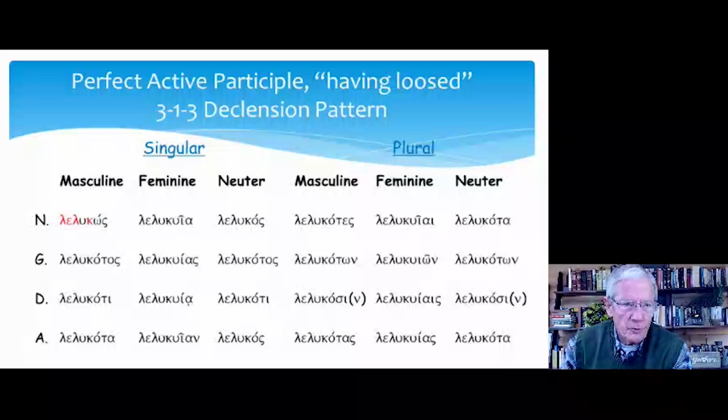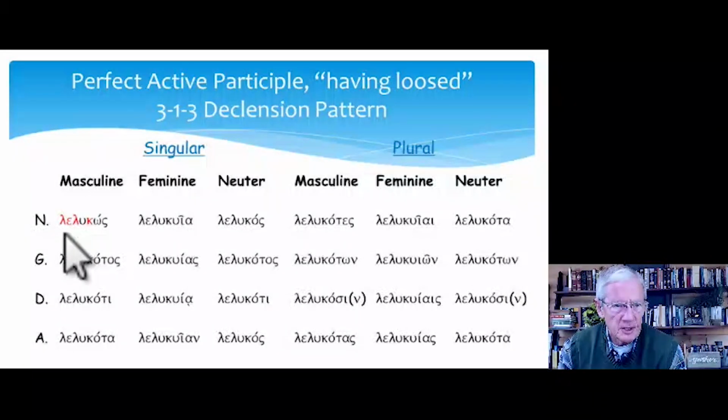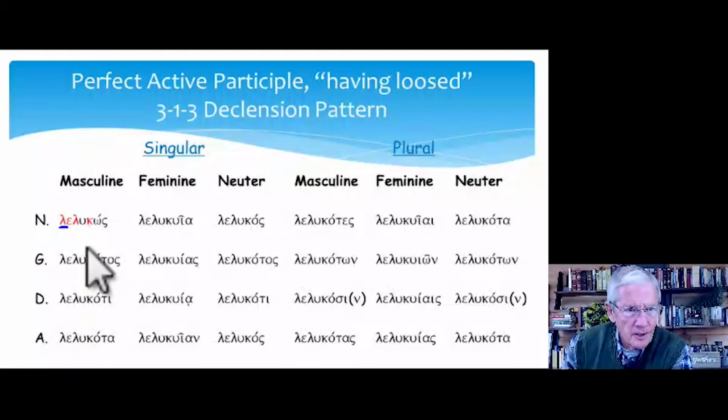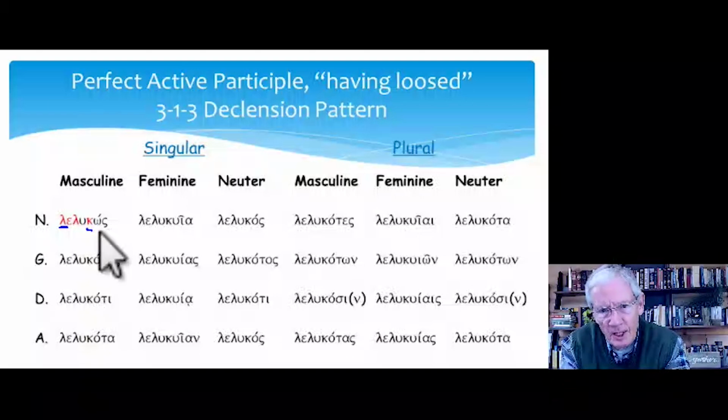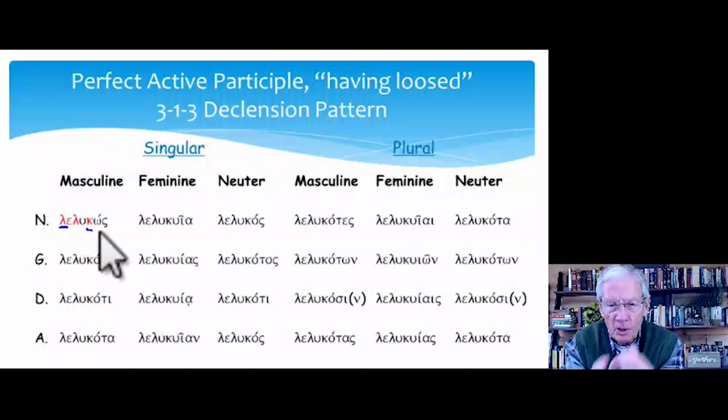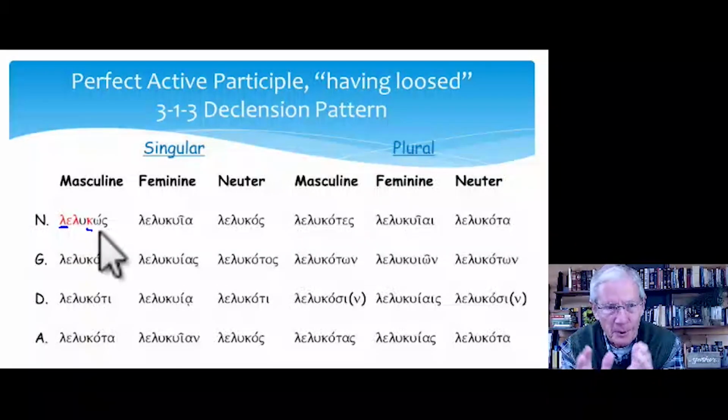With what we already know about the perfect tense, notice what's up front: reduplication, the lambda and the epsilon. And then we have the kappa. That's been a clue for us in chapter 9 with the perfect active indicative. Reduplication plus a kappa equals perfect.